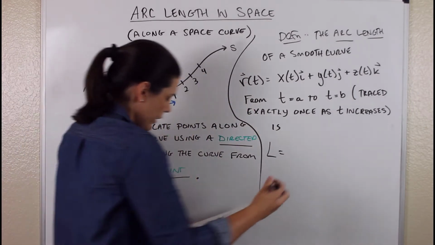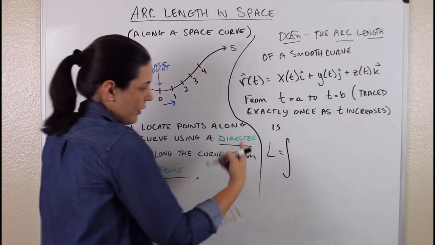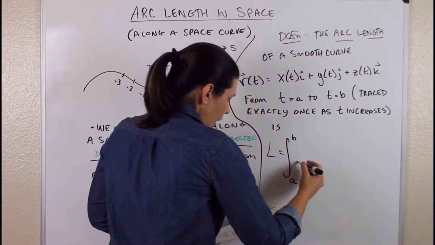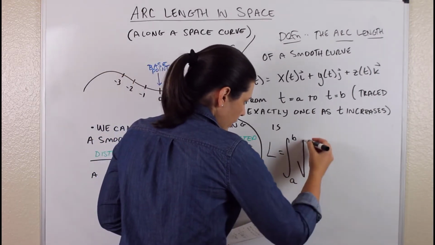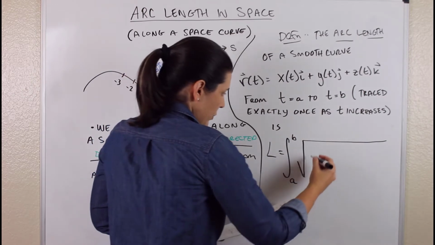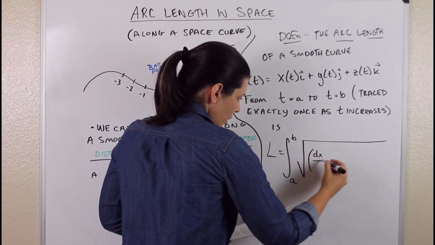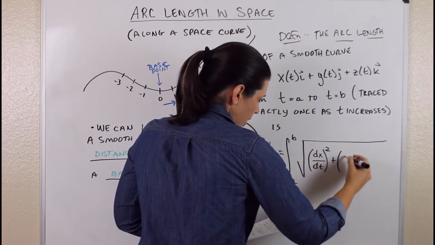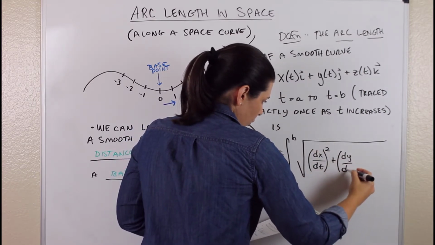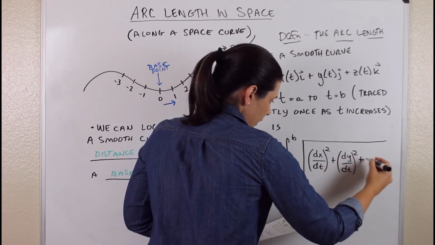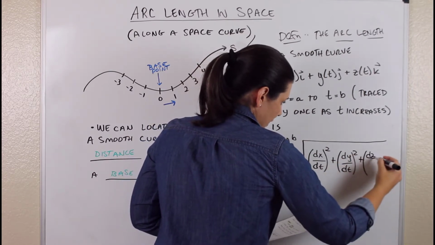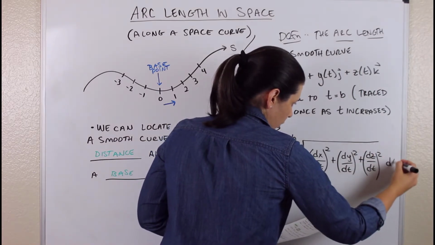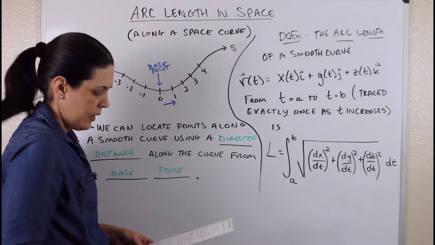So here's the formula. The length is a definite integral from a to b of the square root of the derivative of x with respect to t squared plus the derivative of y with respect to t squared plus the derivative of z with respect to t squared, and this is all with respect to t, this integral.